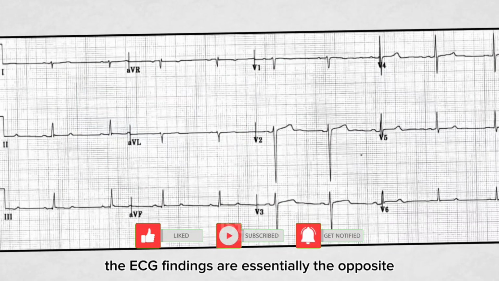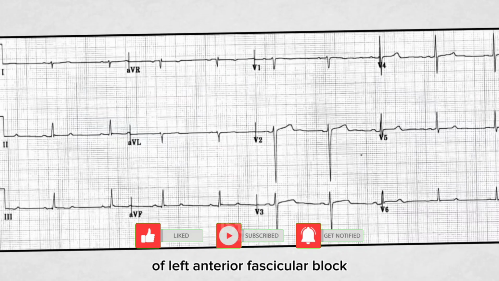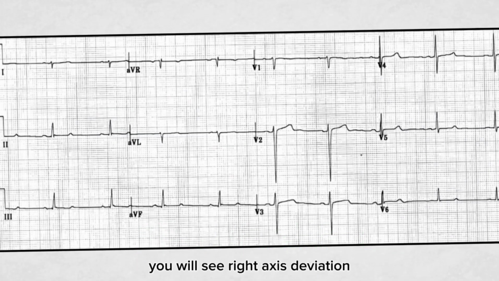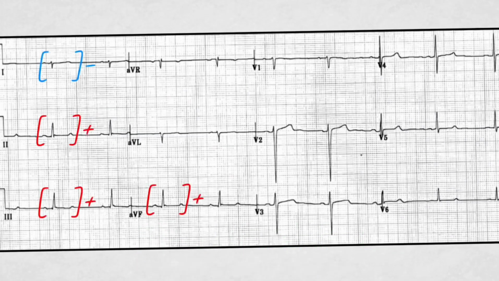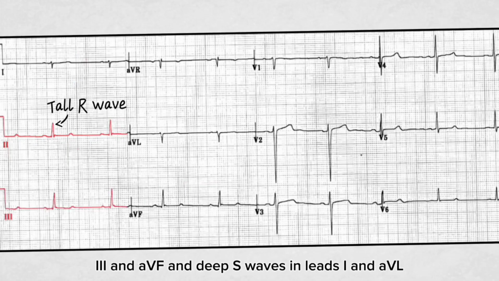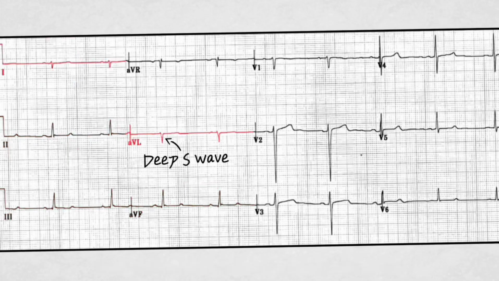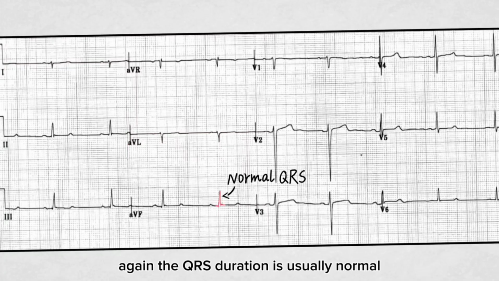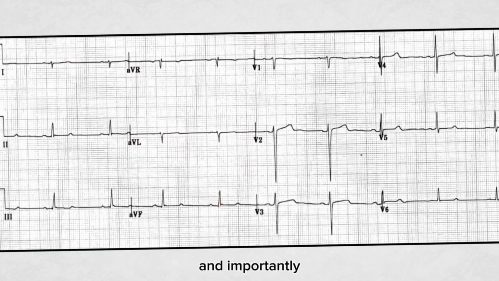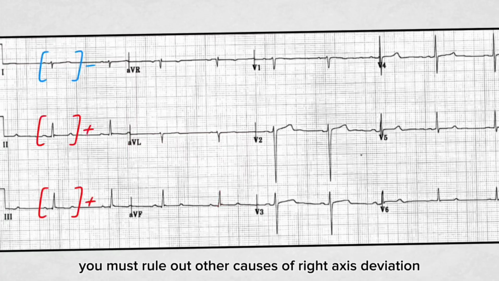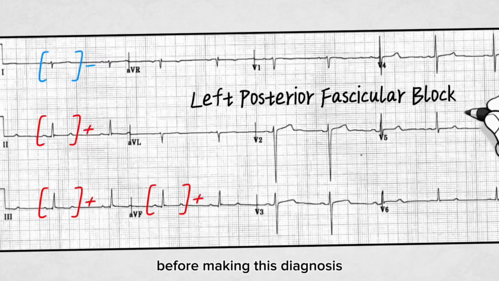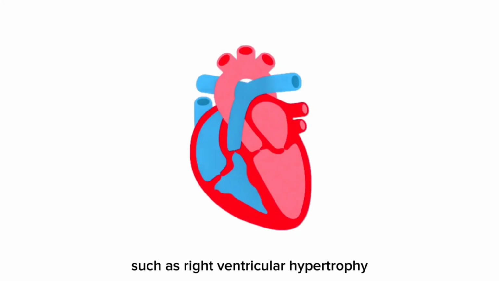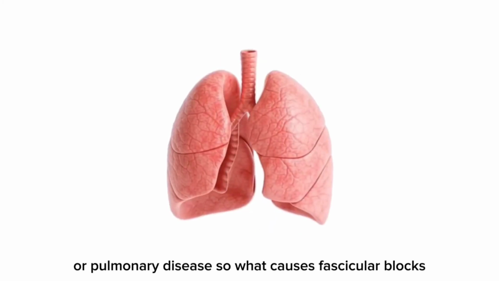The ECG findings are essentially the opposite of left anterior fascicular block. You will see right axis deviation, tall R waves in leads II, III, and aVF, and deep S waves in leads I and aVL. Again, the QRS duration is usually normal, and importantly, you must rule out other causes of right axis deviation before making this diagnosis, such as right ventricular hypertrophy or pulmonary disease.